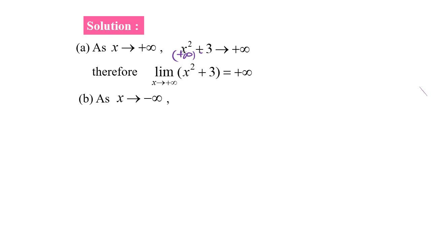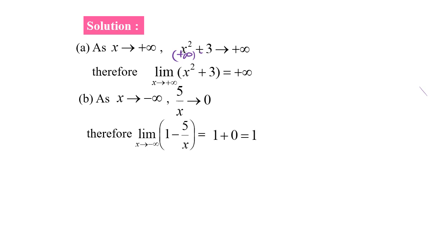For question B, as x approaches negative infinity, we replace the value of x with negative infinity. So 5 divided by some very big value will approach 0. Therefore, the limit of 1 minus 5 over x will be 1 minus 0, or 1 plus 0, equal to 1. Because the sign here is negative infinity, negative becomes positive. So it is equal to 1. The key point here is that 5 over x will be 0.